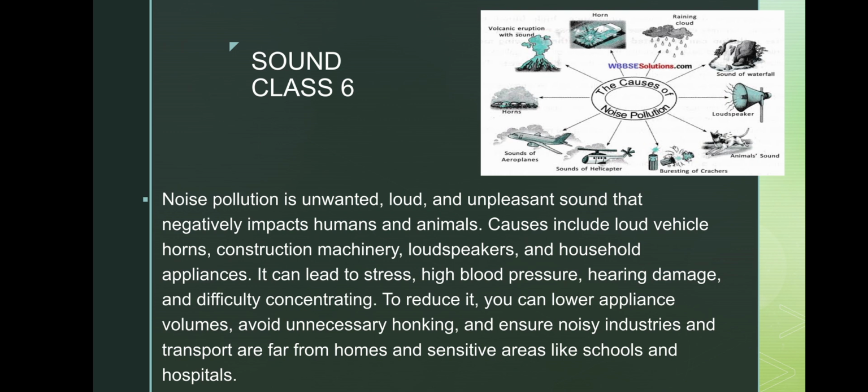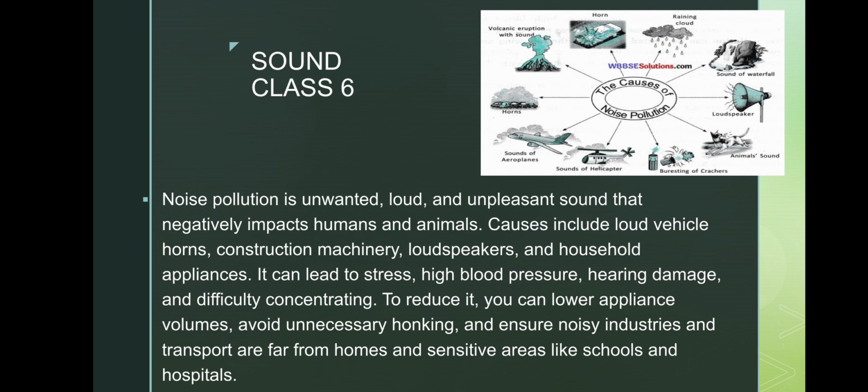Causes include loud vehicle horns, construction machinery, loudspeakers, and household appliances like mixers and all. Then washing machines, they make a lot of sound. It can lead to stress, high blood pressure, hearing damage, and difficulty concentrating. The intensity of the sound is measured by decibel. So if anything is making sound more than 120 decibels, it is very, very high sound which cannot be tolerated by humans. So it is very dangerous to have such decibel sound.